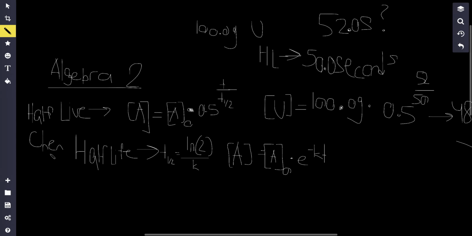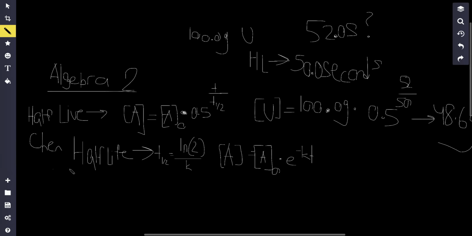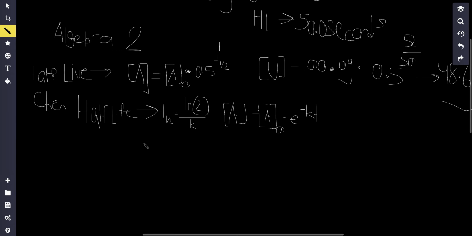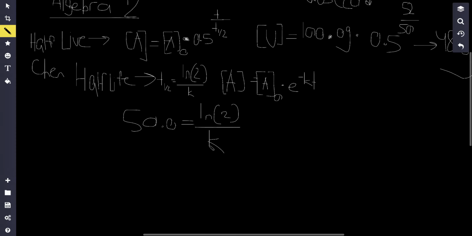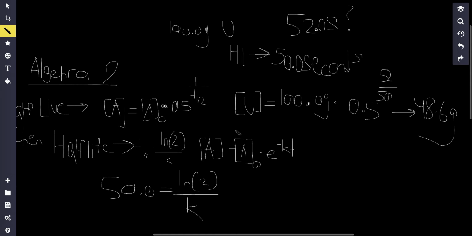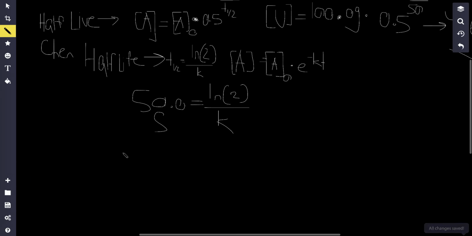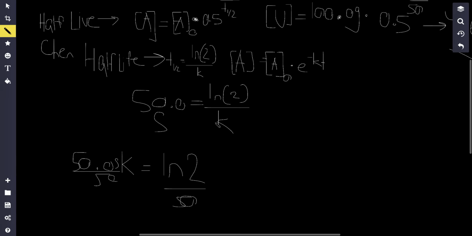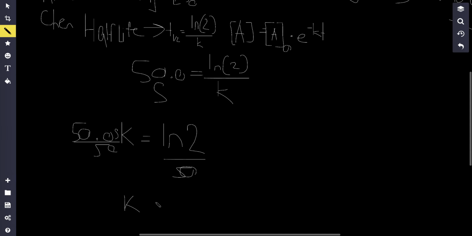The second way we can do it is using the chemistry version of the integrated rate law. Recall that half-life, in this case our half-life, is equal to ln of 2 divided by k. Now if I wanted to solve for k, this is 50 seconds, by the way, I would get 50k is equal to ln of 2. Divide both sides by 50, just rearrange the equation to solve for k. And I get that k is going to be equal to ln of 2 divided by 50.